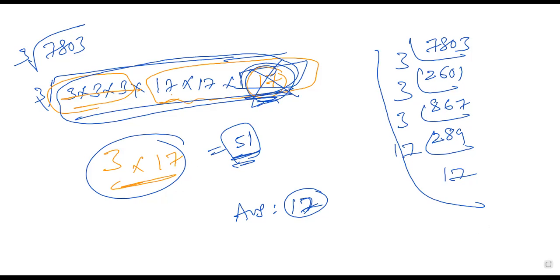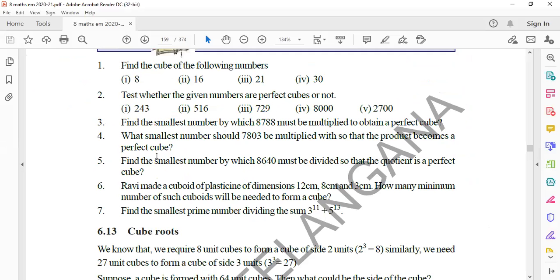It's very clear. Now let us switch to the next question. Question number 3, 4 is done. Now we go for the fifth question here. The question is simpler. The smallest number by which 8640 should be divided. The question is a little similar to the previous example. In the previous case we multiplied numbers; what number do you multiply to make it a perfect cube?